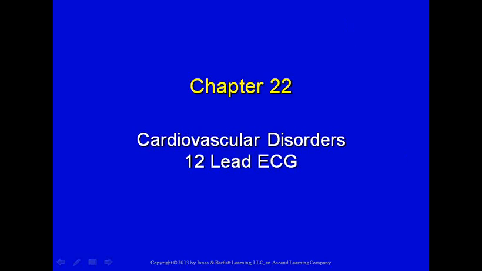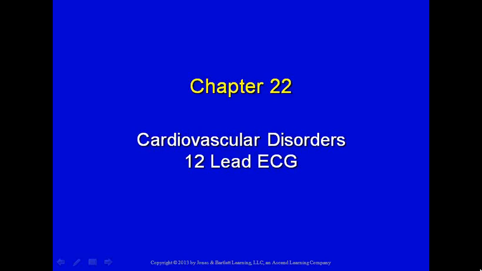Alright, well, welcome back. This would be our fifth lecture in the cardiovascular disorder slide deck, and it's all about 12-lead ECGs. Now, as a paramedic, you'll be responsible for obtaining and interpreting 12-lead ECGs, and in some services, based on your interpretation, activating cath labs or administering a fibrinolytic.